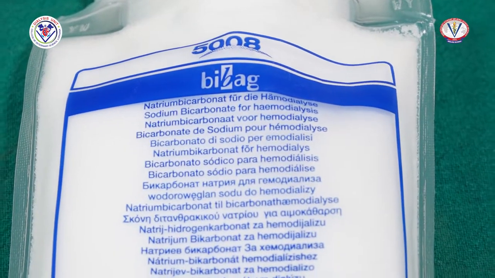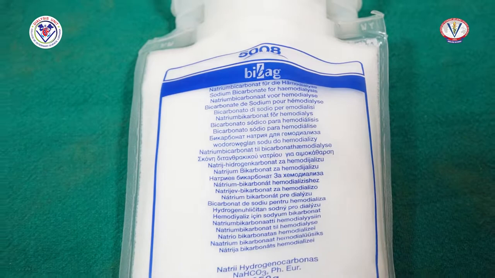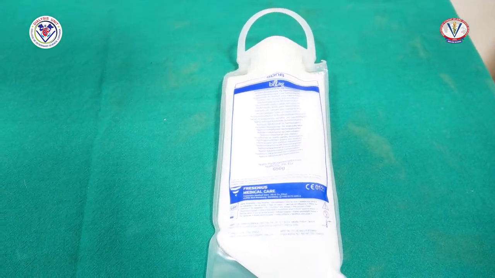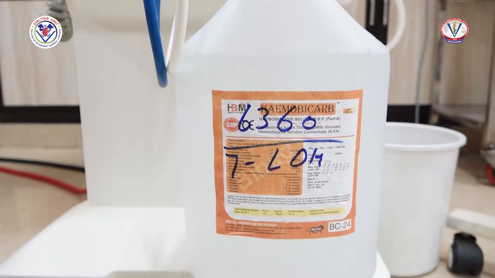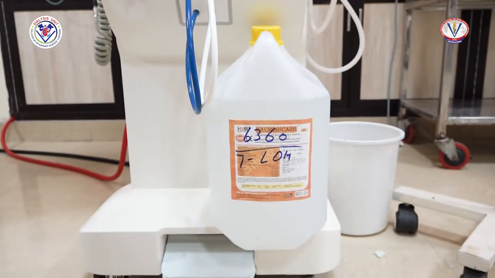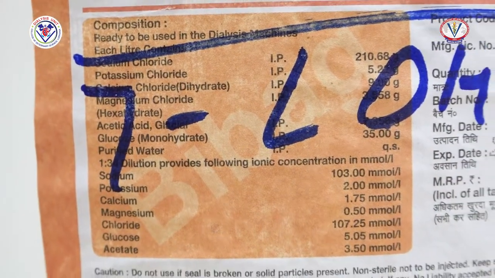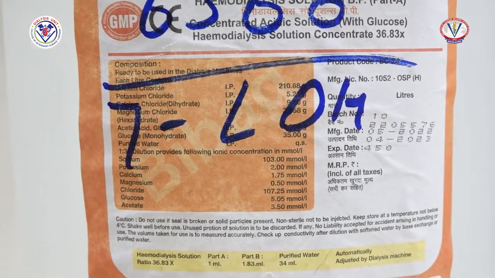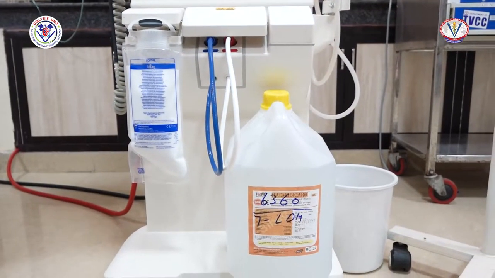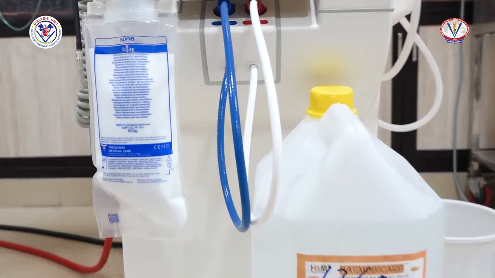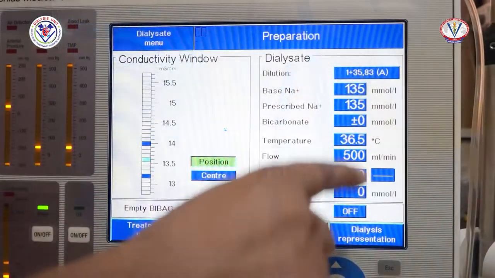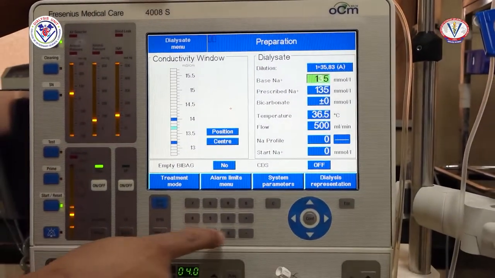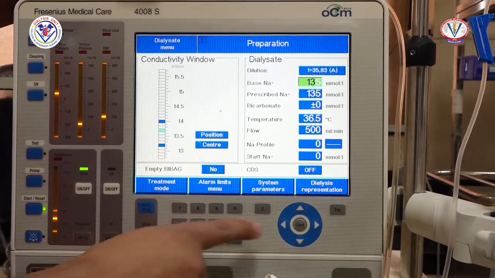Instead of reconstituting part B, we use BiBag, which significantly reduces chances of any contamination. The concentrated acidic solution, or part A, consists of sodium chloride, potassium chloride, calcium chloride, magnesium chloride, acetic acid, and glucose. Both part A and part B together form dialysate solution. During dialysis prescription, sodium can be adjusted based on the patient's sodium level and dialysate sodium concentration.